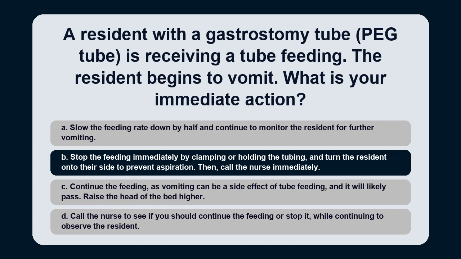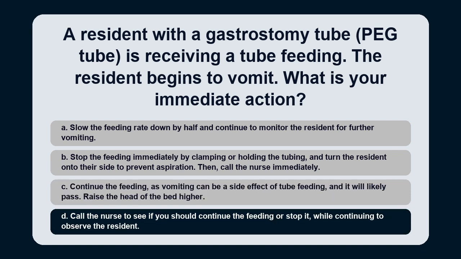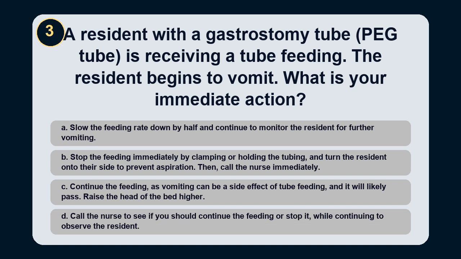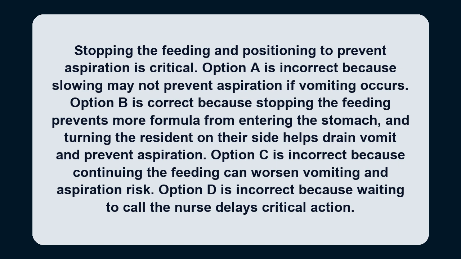prevent aspiration. Then, call the nurse immediately. Option C. Continue the feeding, as vomiting can be a side effect of tube feeding, and it will likely pass. Raise the head of the bed higher. Option D. Call the nurse to see if you should continue the feeding or stop it, while continuing to observe the resident. The answer is B. Stopping the feeding and positioning to prevent aspiration is critical.